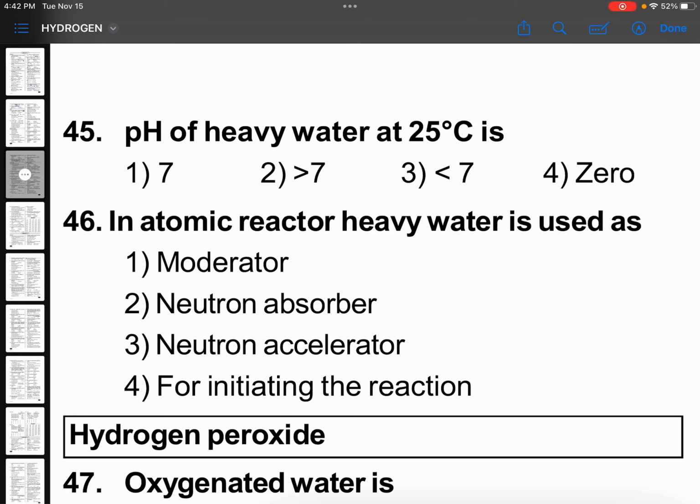In atomic reactor, heavy water is used as moderator, direct memory based question. About hydrogen peroxide, we will discuss in the next coming up video.